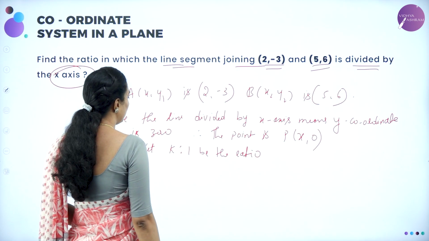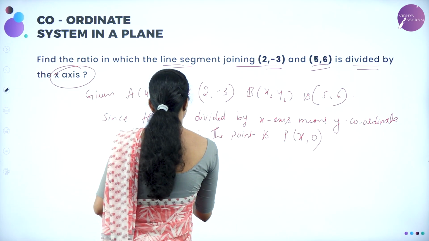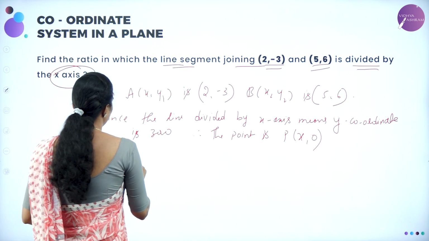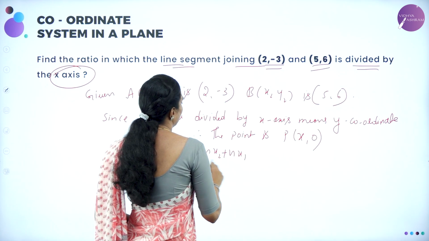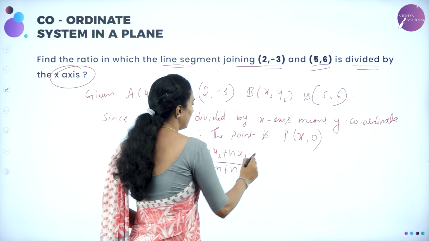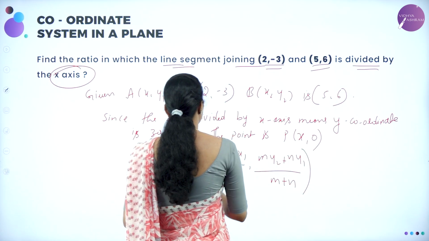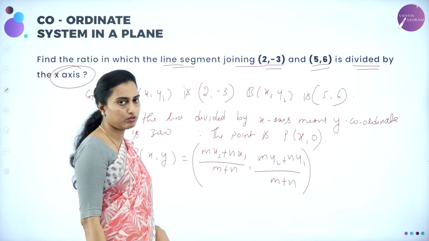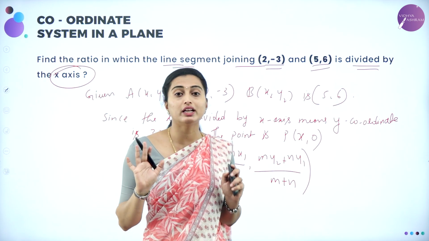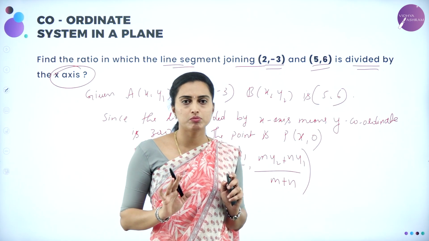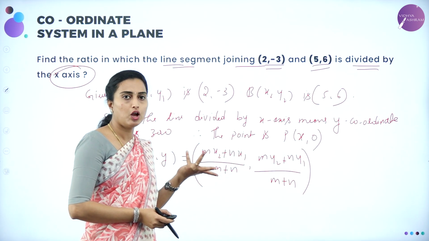So what happens here? Equate the y coordinate to 0. Otherwise, instead of k is to 1, you can take the section formula: P of x, y is equal to (mx2 plus nx1) divided by (m plus n), (my2 plus ny1) divided by (m plus n). The y coordinate is 0 here, so you can equate the y coordinate to 0 to find the ratio. They have asked only to find the ratio, not the point on the x-axis. So equate the y coordinate to 0, because P of x comma 0 is a point on the x-axis.